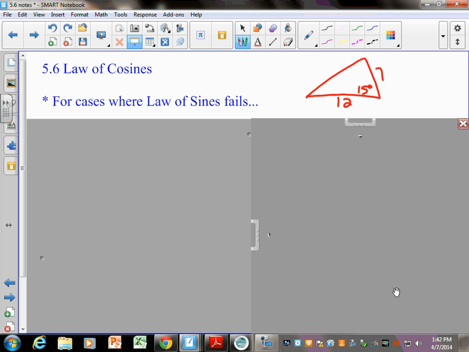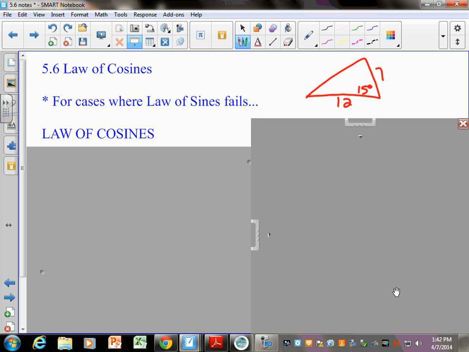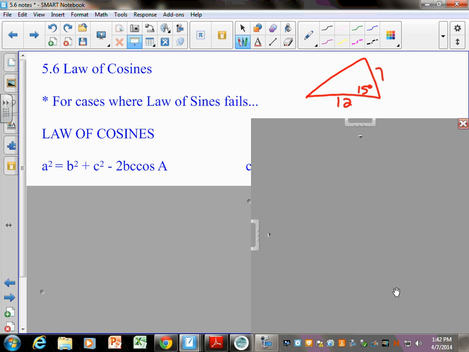Law of cosines looks a little scarier than law of sines, which is why people use law of sines at first if they can. Sometimes you'll have a problem where they give you information that you can't use law of sines and you need to use law of cosines. But again, I'm going to give you this formula. You don't have to memorize it, but it's not so bad to do. It looks a little scary, but there you go.